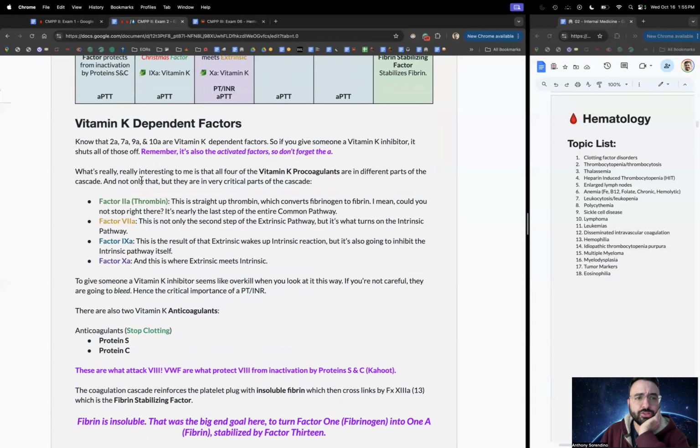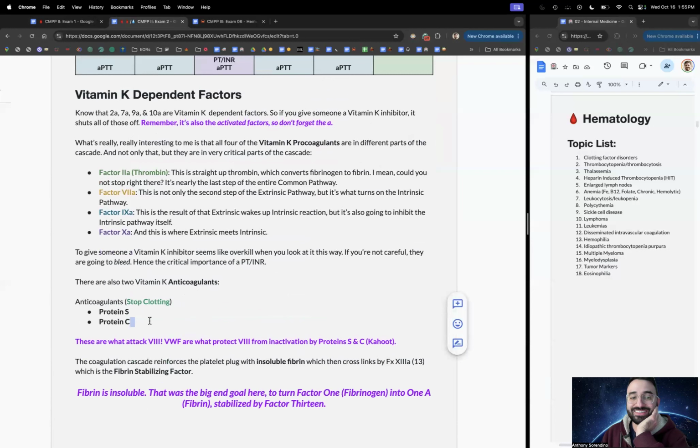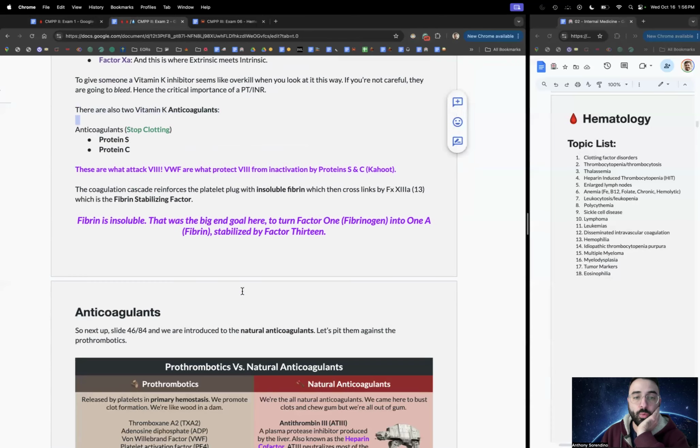So know that 2, 7, 9, 10 are vitamin K dependent factors. So if you give someone a vitamin K inhibitor like warfarin, it's going to shut all of those off. So 2, 7, 9, and 10. And then protein S and C, which are anticoagulants, again, S and C stop clotting, are going to be involved with vitamin K as well.